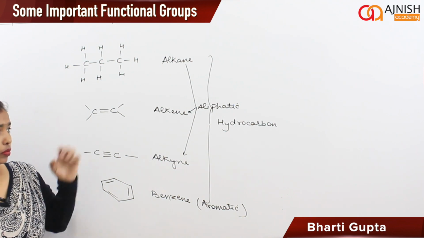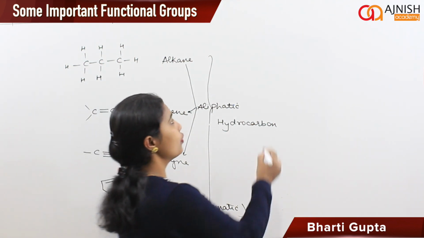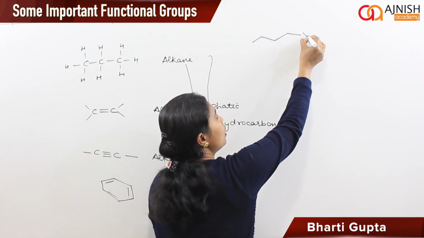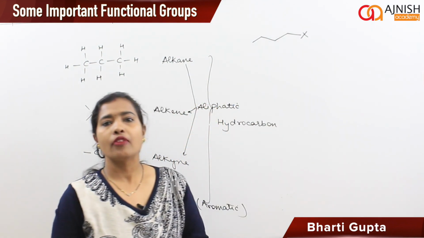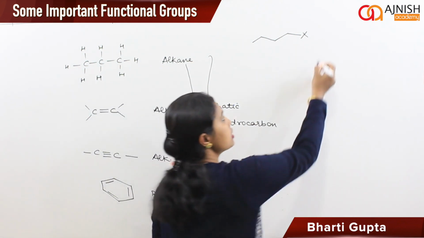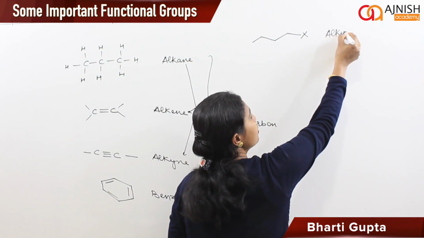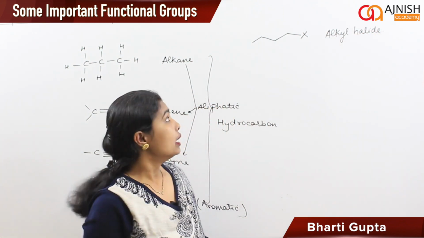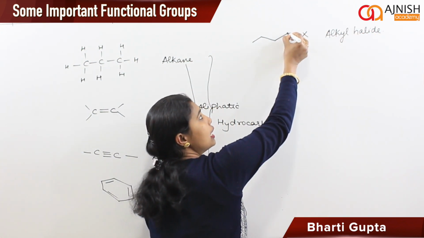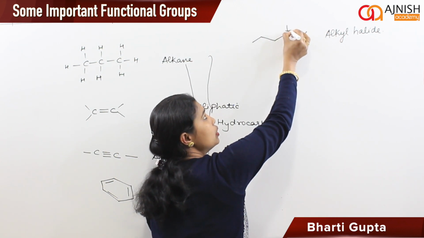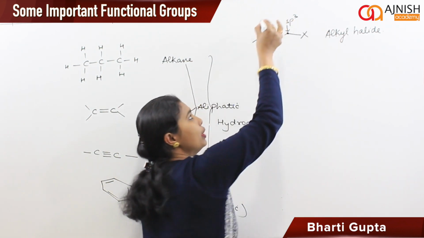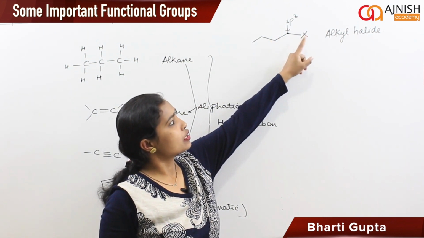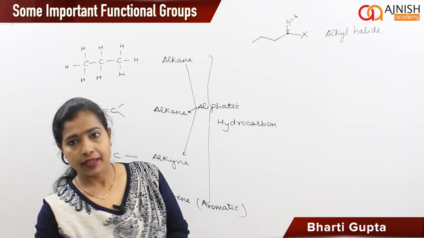functional groups. So if we have a carbon chain, and in a carbon chain we place a halogen, this is alkyl halide. In alkyl halide, the halogen is attached to a single bonded carbon. So this carbon should be sp3 hybrid. When a halogen is attached to this sp3 hybrid carbon, it is called alkyl halide.